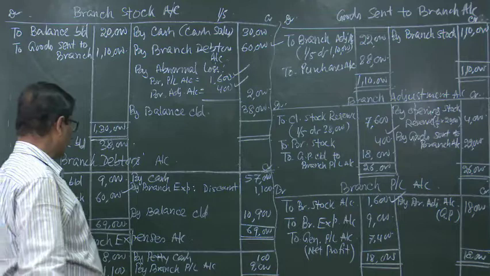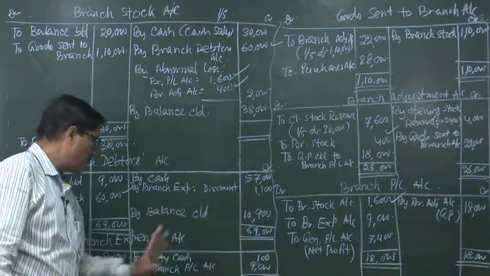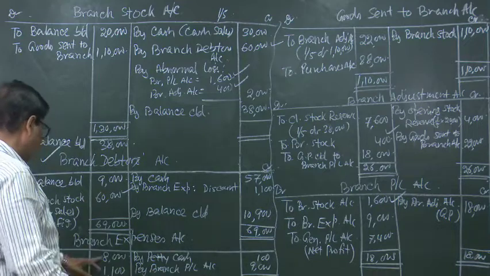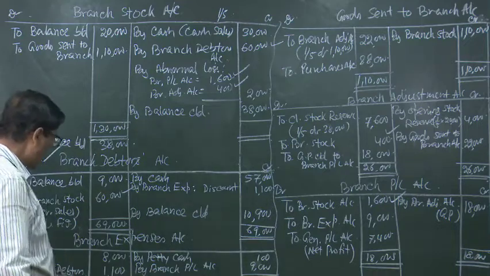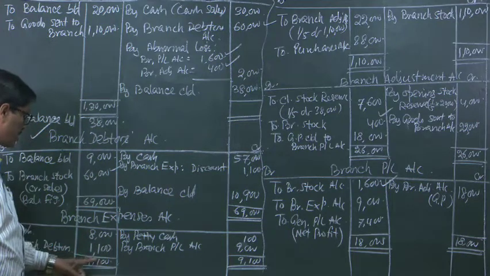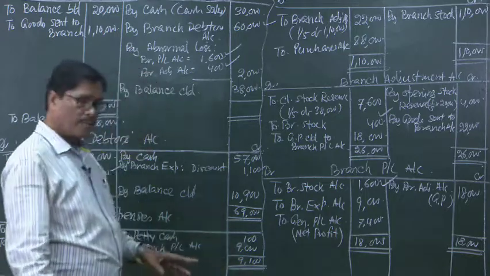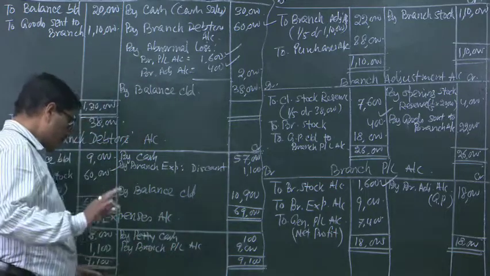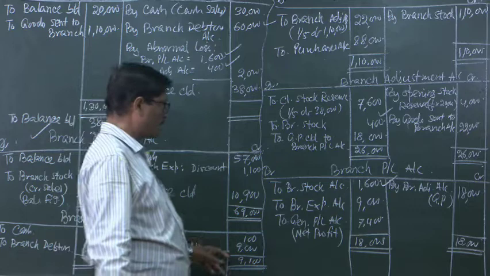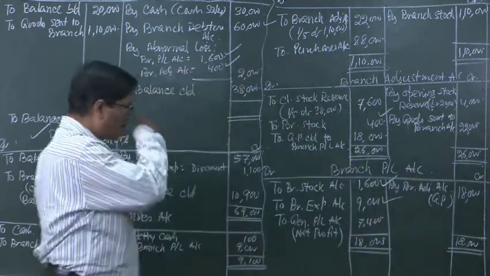Now, coming to the branch expenses account, all the entries have been made, and petty cash 100 balance is there. If it would not have been there, 8,000 has been spent. Then branch debtors, that is discount allowed, is also another expense. So, total is 9,100. Out of this, 100 is still there with us in the petty cash account, so that has not been spent. What is the total expenses? 9,000. That is going to this place, branch PL account debited.